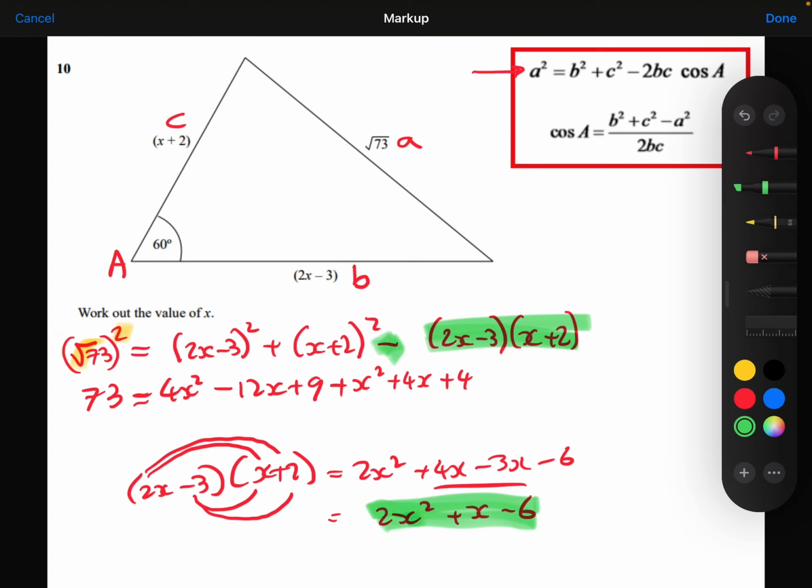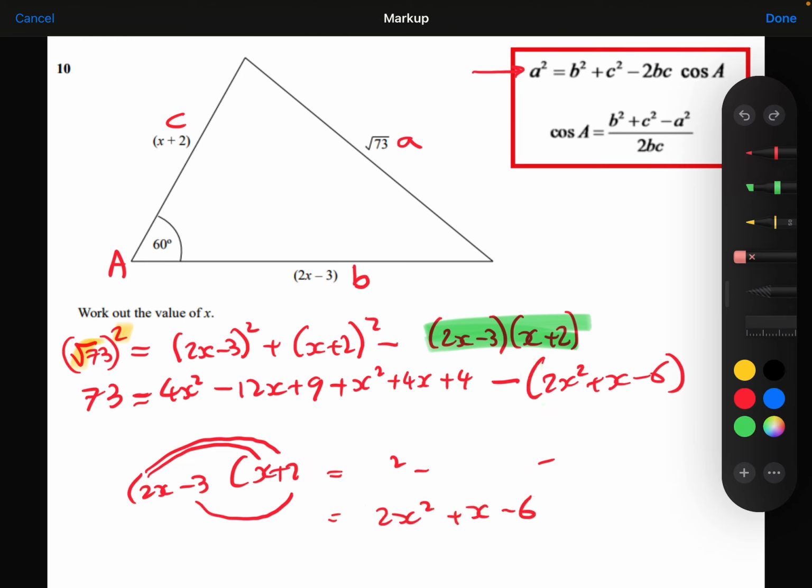And we're going to take that away. So I want to take away all of the 2x squared plus x minus 6. These brackets here are really important because we need to take away the 2x squared, we need to take away the x, and we need to take away the minus 6.